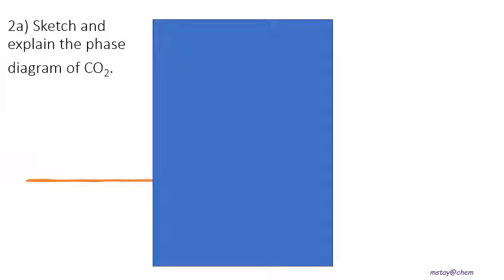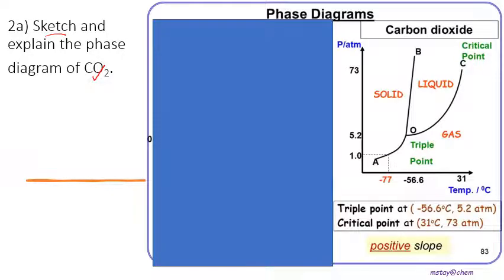Let's continue with tutorial question number 2a. Sketch and explain the phase diagram for carbon dioxide. So this is the example of the phase diagram for carbon dioxide. Basically, the triple point and also the critical point are specific for each substance. So in our syllabus, we are only focused on carbon dioxide and water. So, if possible, remember the critical point and also the triple point for carbon dioxide.